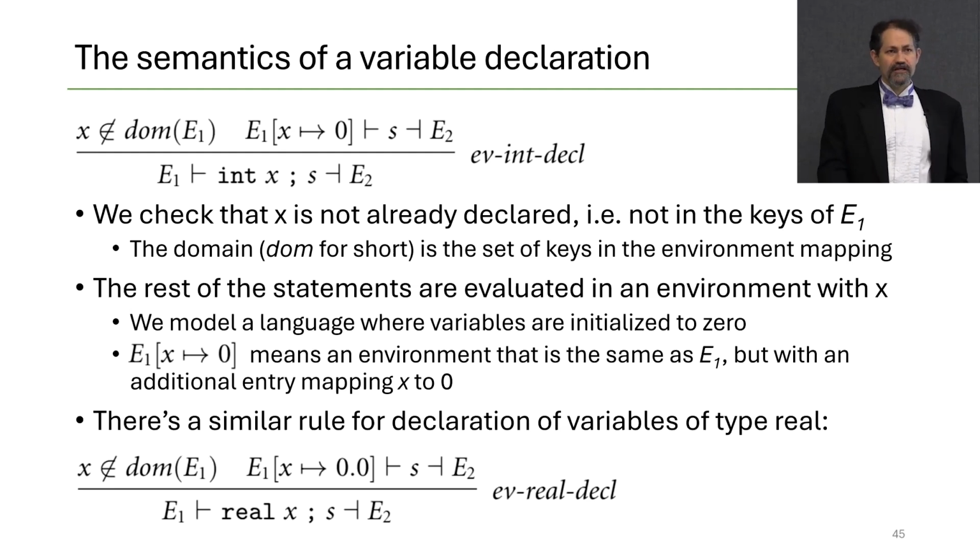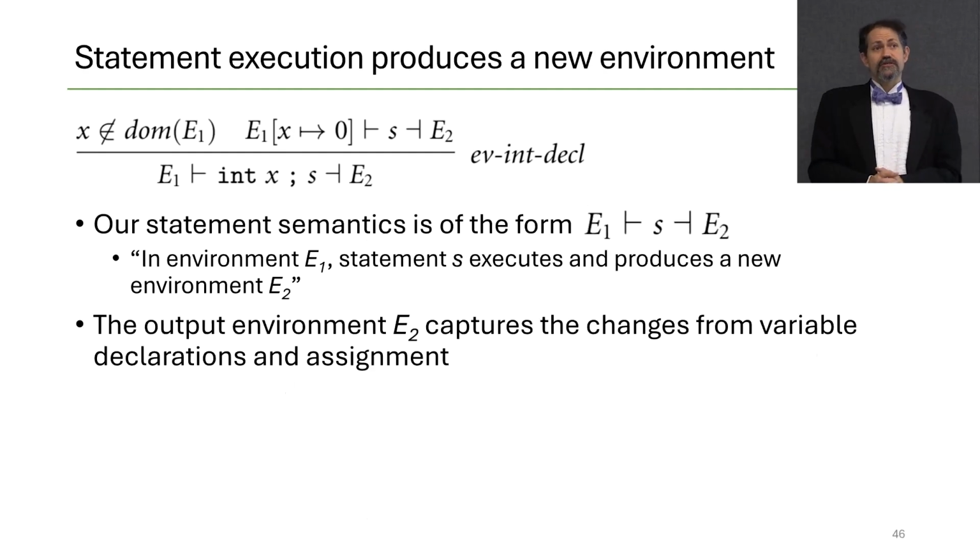But there's a similar rule for declaration of variables of type real that looks all the same, except that we'll initialize x to 0.0. Why do we have an E at the end of this judgment? So our statement semantics has this form that starts with an environment E1, has a sequence of statements, and then ends with another environment E2. We read this as, in environment E1, statement S executes and produces a new environment E2.